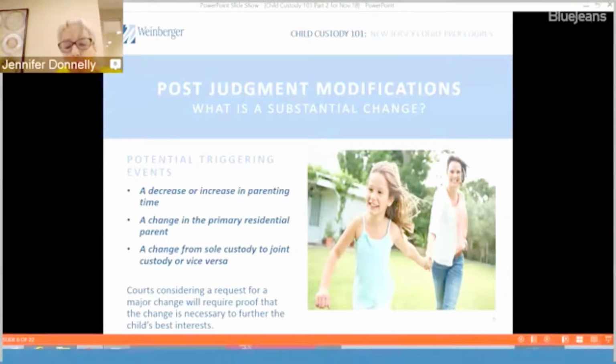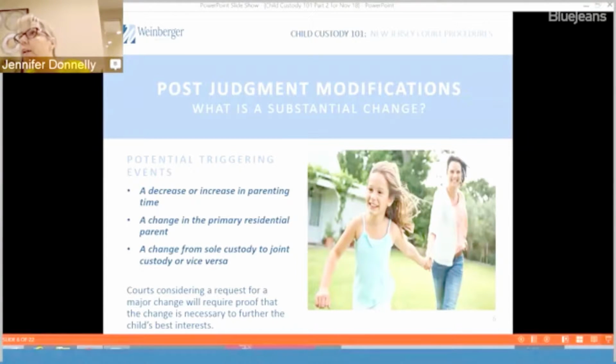So if one parent was awarded sole custody, but now you've both agreed that you want joint custody, either legal or physical, you want to go back into court and amend your order so it reflects what's truly happening in your life. Courts considering a request for a major change will require proof that the change is in your child's best interest. Child's best interest is that overarching umbrella where the court must consider any decision with regard to child support or parenting time to be in your child's best interest. If what you're asking the court to sign off on is not, then the court's not going to agree with you. So make sure that whatever change you're making is in your kid's best interest.